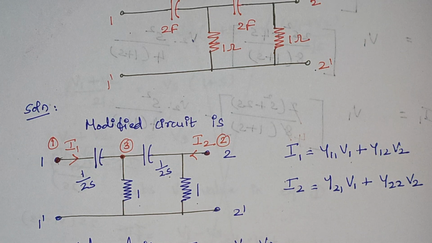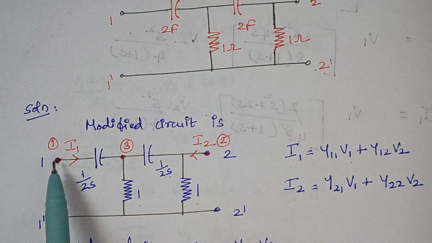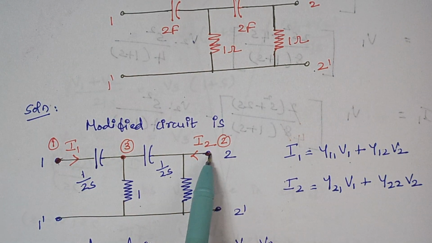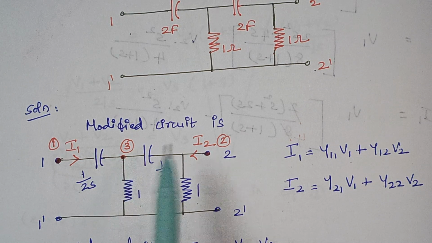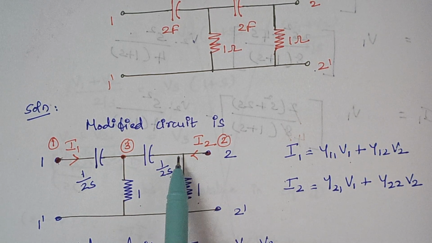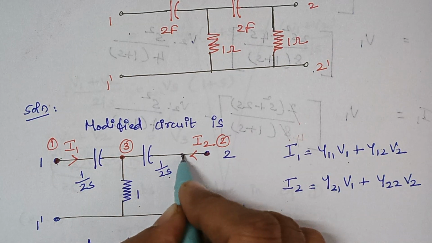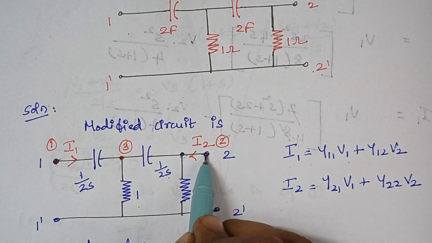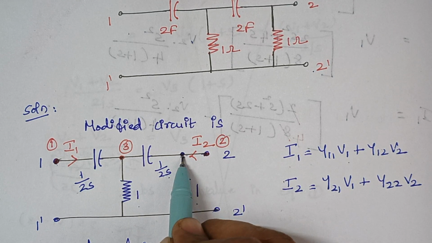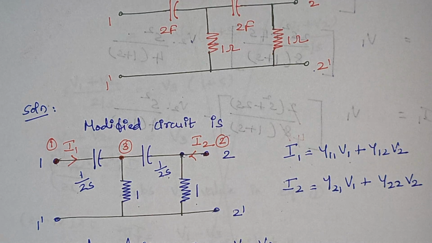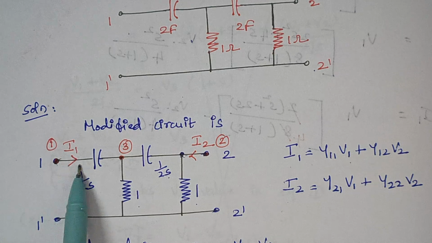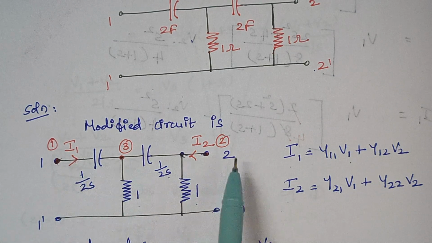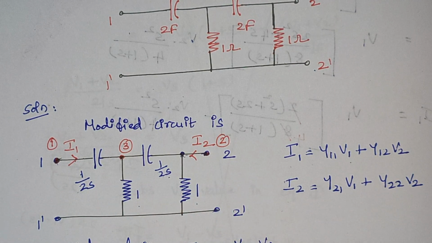In this circuit the first step is to fix the nodes. Here this is your node 1, this is your node 2 and this is your node 3. In this case, these 2 points are held at the same potential, so you can mark either of them as node 2, both have the same meaning. Now by nodal analysis we are going to write the equations, and let I1 be the current flowing through this port and I2 the current flowing through this port.